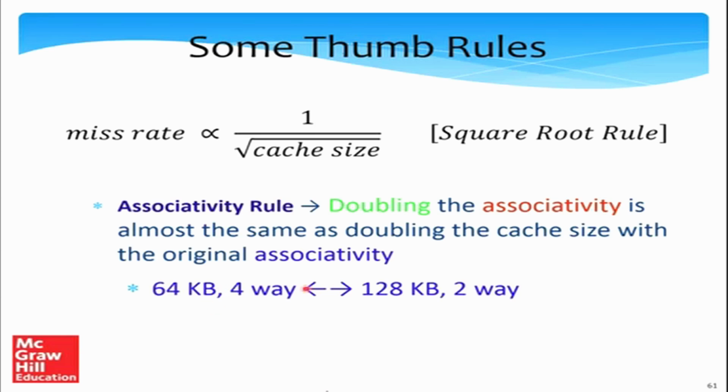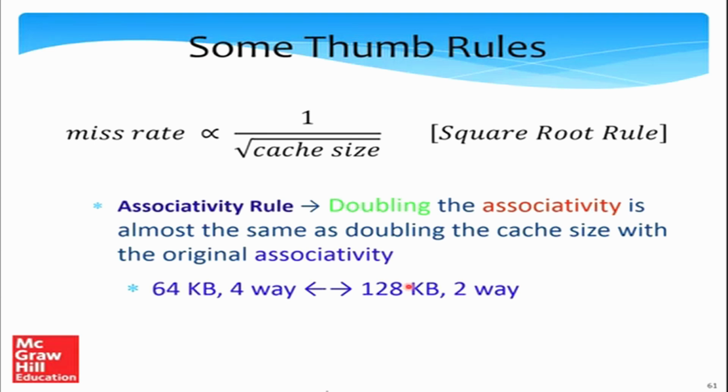So what are we doing? We are doubling the cache size and reducing the associativity by half. So if we go the other way, doubling the associativity from 2-way to 4-way is the same as keeping the original associativity but doubling the cache size. These two rules are approximate, and can be used whenever required.